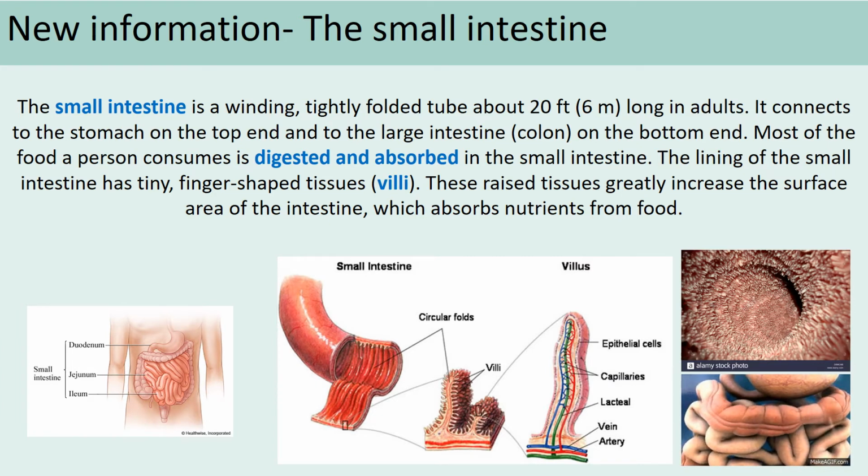The lining of the small intestine has tiny finger-shaped tissues called villi. These raised tissues greatly increase the surface area. And you can see on the right-hand side of the screen, in the top picture, what kind of looks like brushes. Those are actually villi. So the villi will line the small intestine, and as said in the last lesson, very important because it increases surface area.